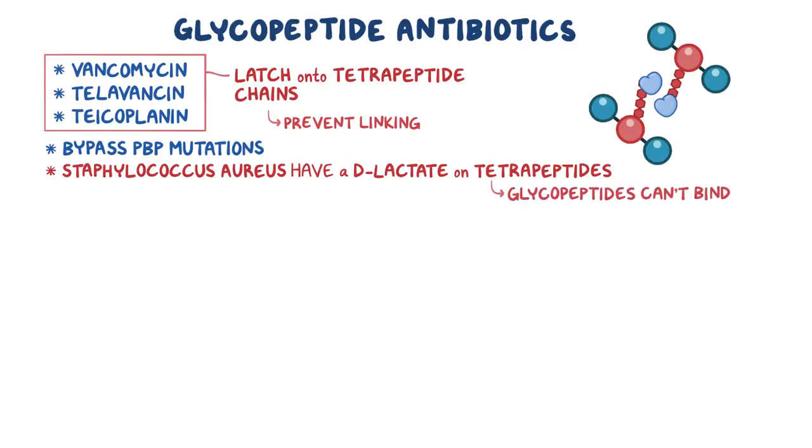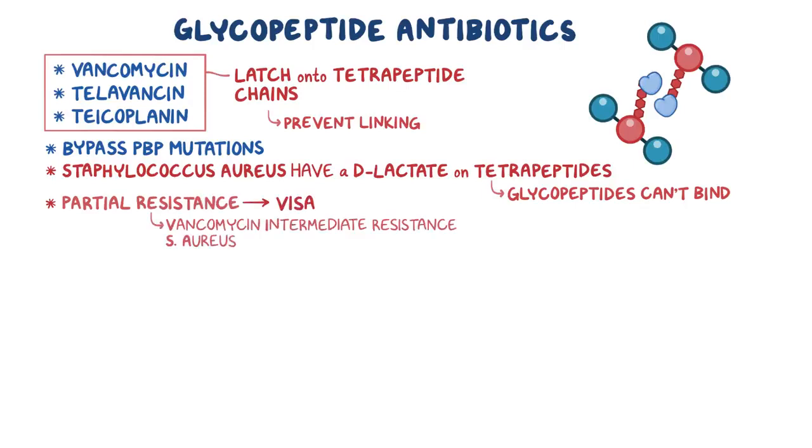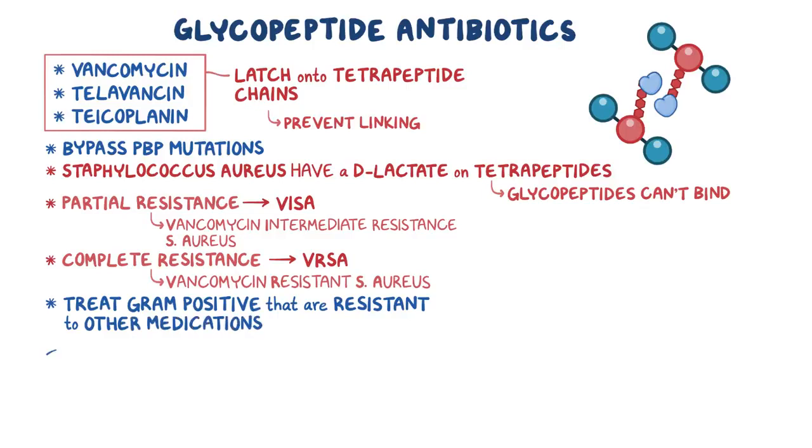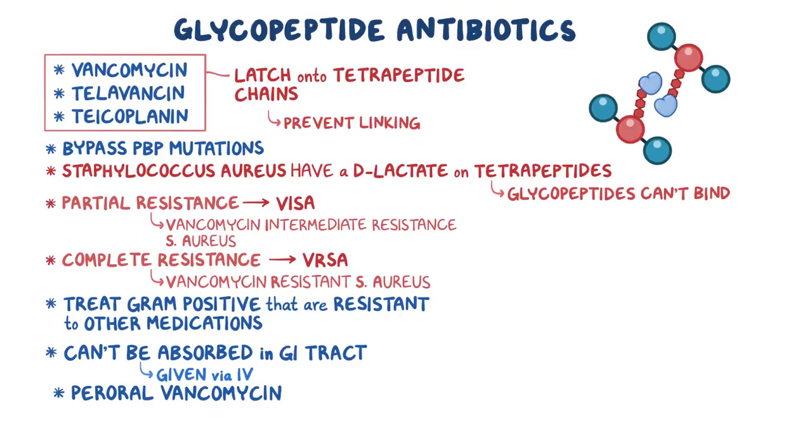cannot bind to them. Some of these strains have partial resistance and are called vancomycin intermediate Staphylococcus aureus, or VISA for short. Strains with complete resistance are called vancomycin-resistant Staph aureus, or VRSA. Glycopeptides are most often used to treat gram-positive bacteria that are resistant to other medications. They can't be absorbed in the GI tract, so they're typically given intravenously when treating systemic infections. Per-oral vancomycin can be given to treat GI infections like Clostridium difficile.